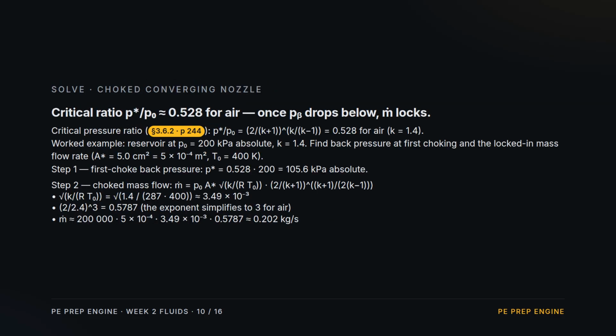Choked converging nozzle. The critical pressure ratio for air is about 0.528. Once back pressure drops to or below that fraction of stagnation, the throat goes sonic and mass flow locks. A 200 kilopascal reservoir first chokes at 105.6, and the choked mass flow formula gives about 0.20 kilograms per second.